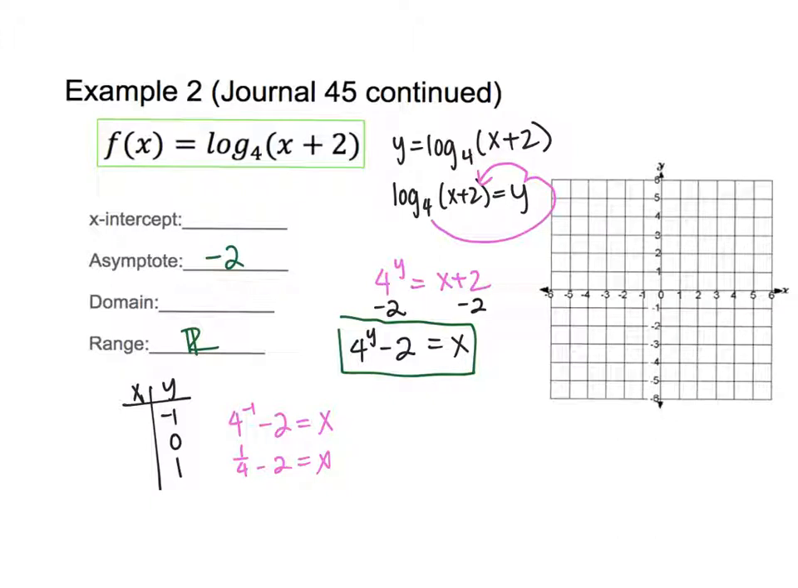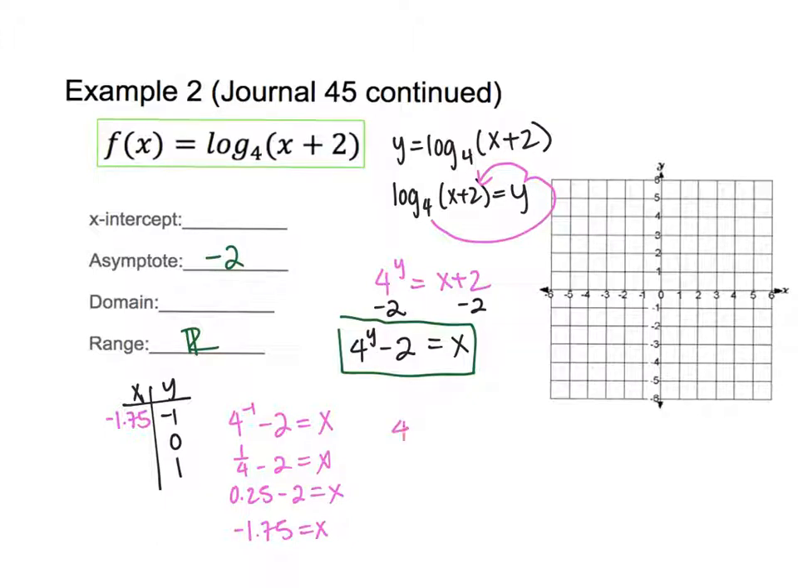And 1/4 is really just 0.25 as a decimal. I'm subtracting that by 2. If I subtract that by 2, that's really -1.75. So when you plug in -1, you get -1.75.